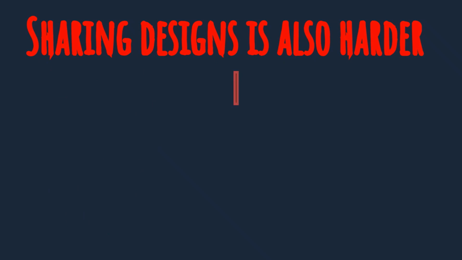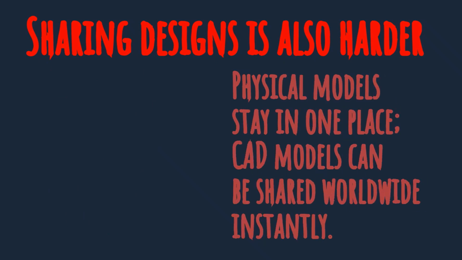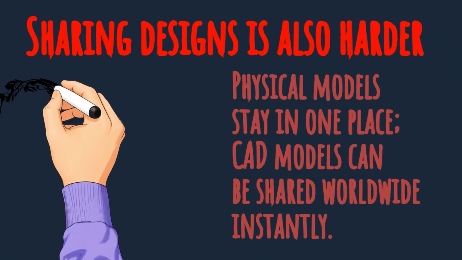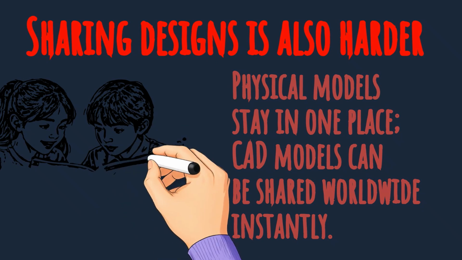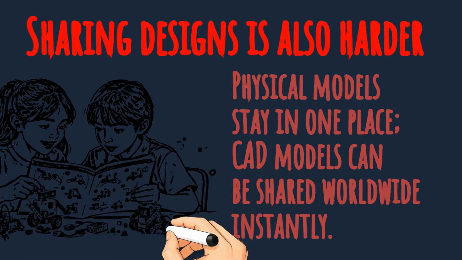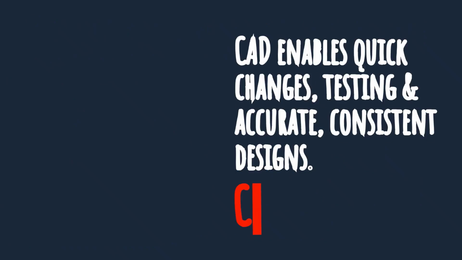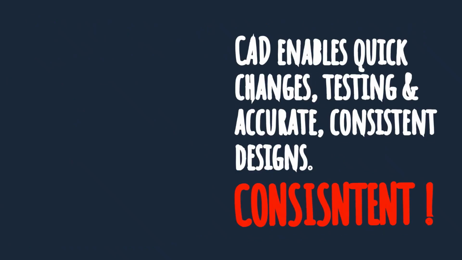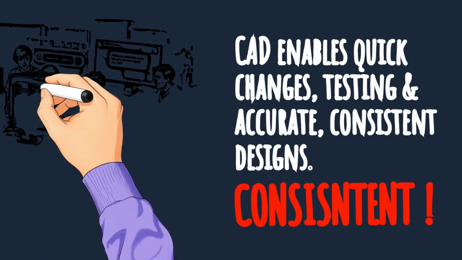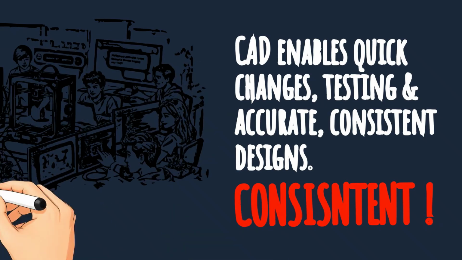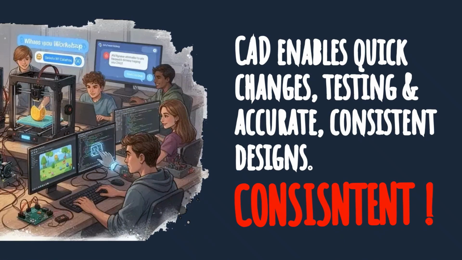Sharing designs is also harder. A physical model can only be in one place at a time, whereas a digital CAD model can be sent around the world in seconds. CAD allows designers to make changes quickly, test ideas before manufacturing, and create highly accurate models that can be reproduced consistently.